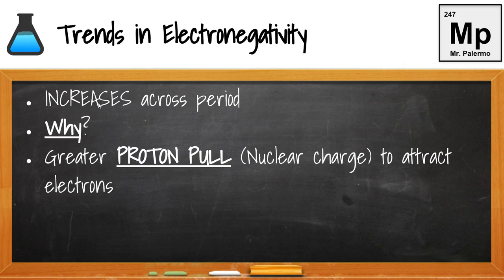Looking at the trends in electronegativity, they're going to be exactly the same as ionization energy, because if you have a strong attraction for electrons, it also means that it's going to be harder to remove an electron from that atom. So going across a period, we're going to see a general increase in electronegativity. Why? Because as we go across a period, there is more proton pull, or more nuclear charge, to attract electrons into the atom.